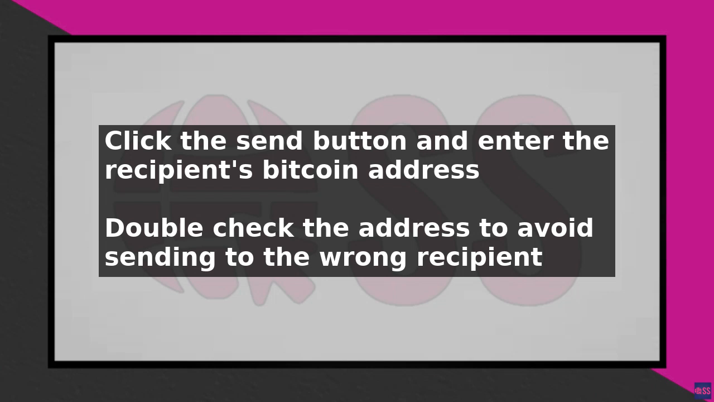Make sure to double-check the address to avoid sending Bitcoin to the wrong recipient. You can also add a memo or note to the transaction, which can help the recipient identify the purpose of the transfer. After entering the recipient's address, you will need to specify the amount of Bitcoin you want to send.